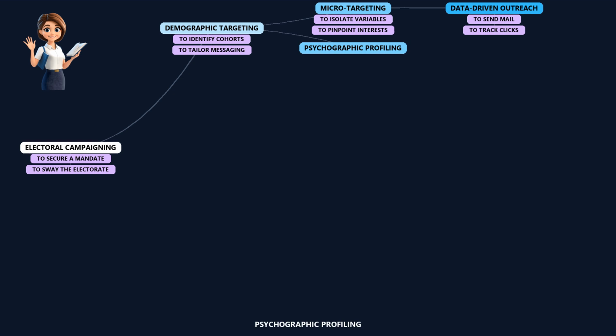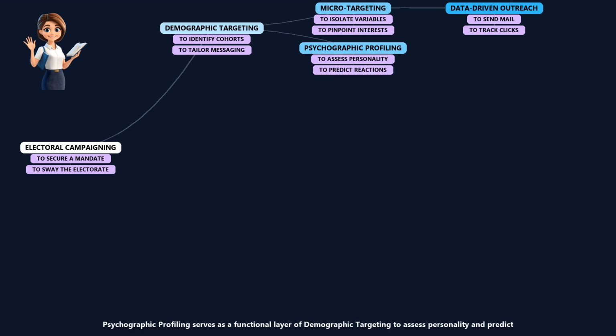Psychographic profiling. Psychographic profiling serves as a functional layer of demographic targeting to assess personality and predict reactions to new laws. Essentially, the campaign tries to understand how people think and feel about the world.